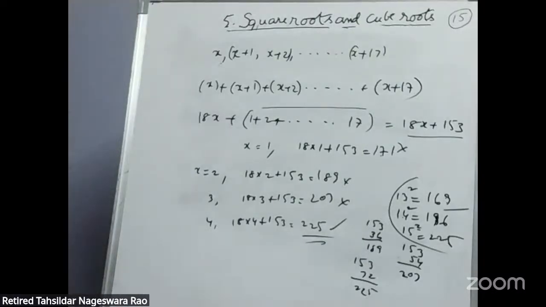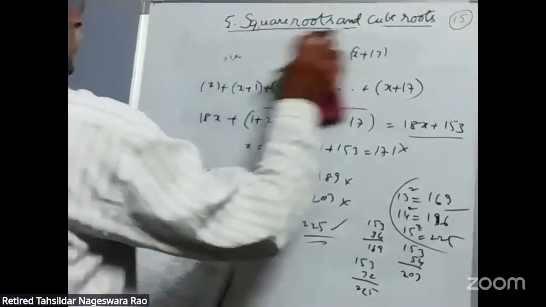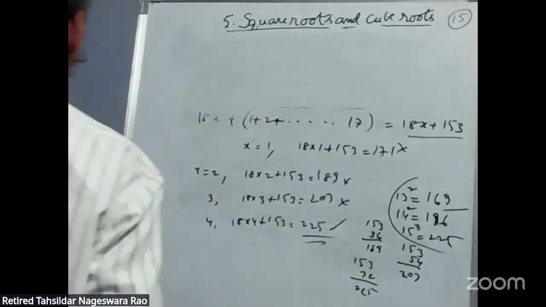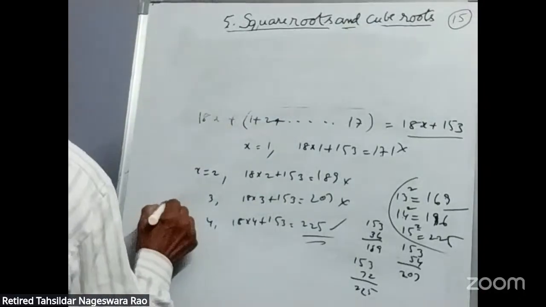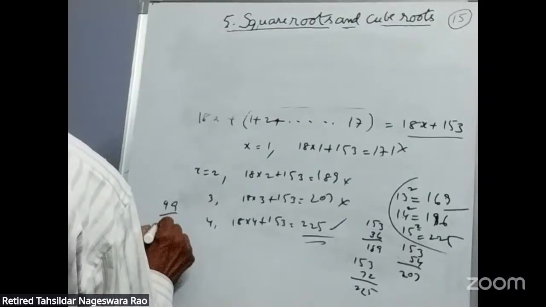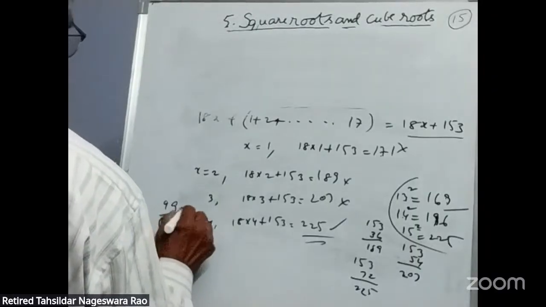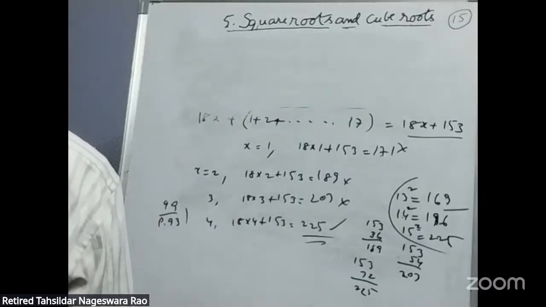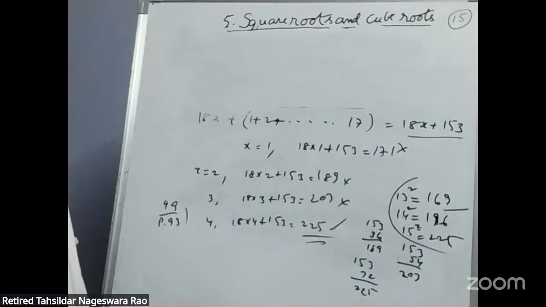Next question. This question is 99. What I have written here is 99. Completed. Next question is 102: Which is the smallest number to be added to 710 so that the sum is a perfect cube?